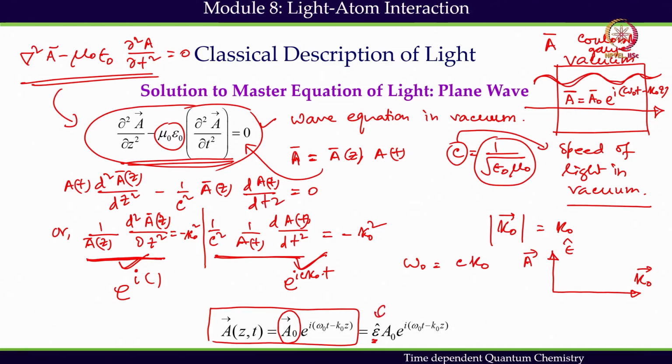So we get the final form of this vector potential, and the meaning of the final form of this vector potential, we will go over it. We will stop here, and we will continue the discussion of this representation of light in terms of vector potential in the next session.